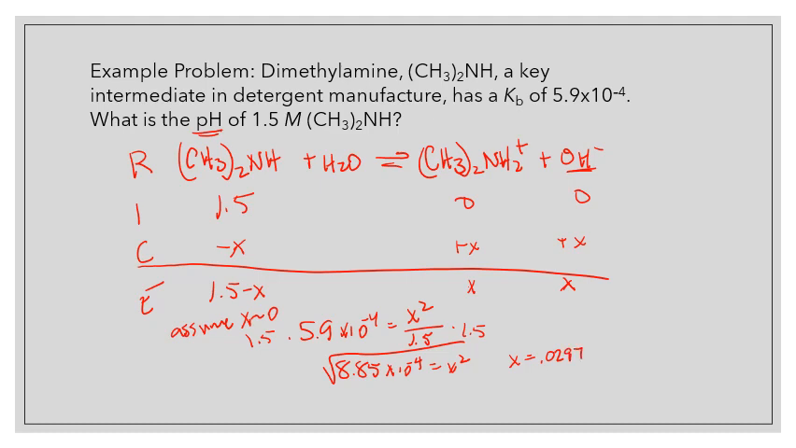And if I take the negative log, I can get the pOH. So if I take the negative log of x, that will equal 1.52. And finally, to get to the pH, I would take 14 minus that value for pOH, which will give me 12.47.